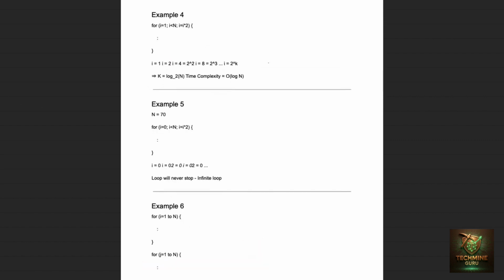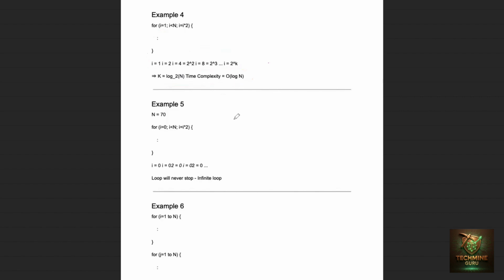Let's take one more example where on every iteration we are just doubling the loop. So when i is equal to 1, in this iteration i is equal to 2. In the next iteration i is equal to 4. In a similar fashion, when i is equal to n, which is equal to 2 to the power k, then k is equal to log of n. Again, the time complexity is similar, which is log of n.